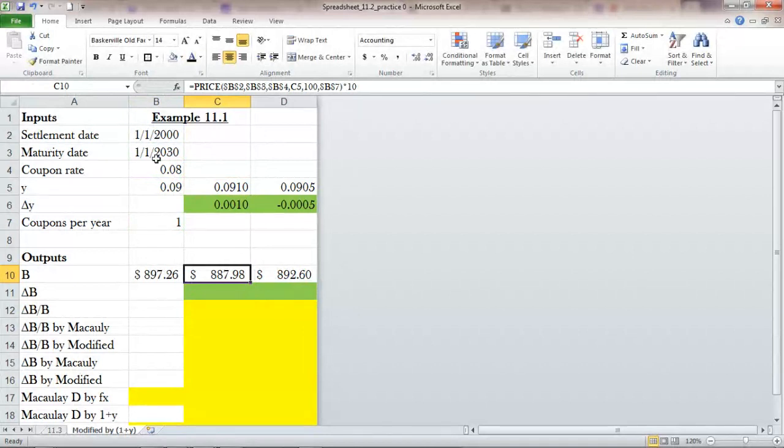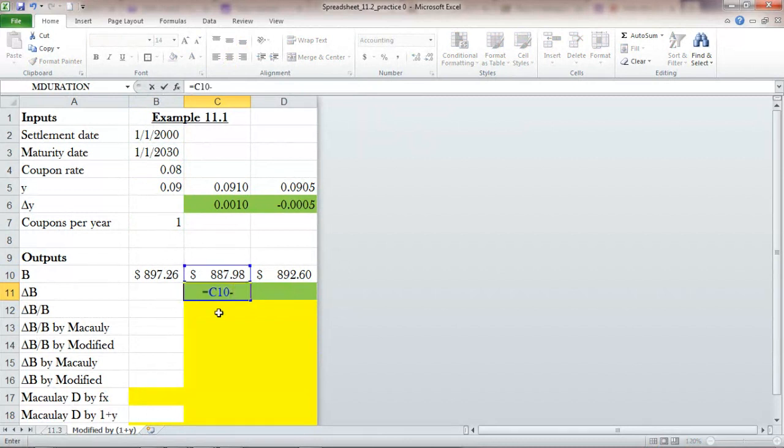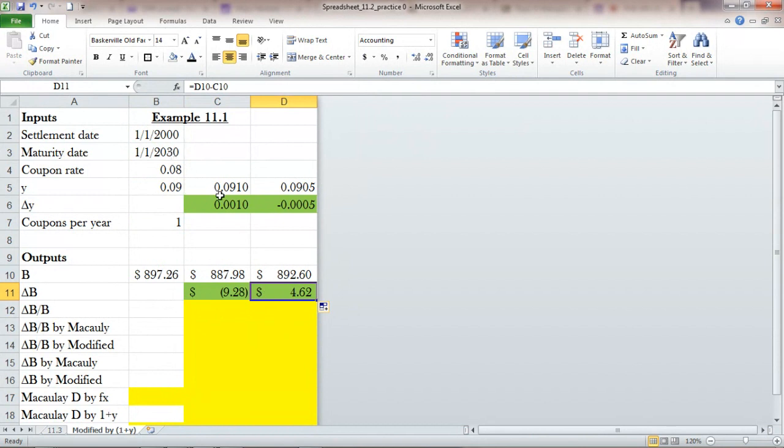And then the change in bond price, not a difficult thing. Change in the bond price, minus the previous one, right? And then you drag it to the right and get the change in bond price. Of course, when the yield, the interest rate, goes up, bond price goes down, but when the interest rate goes down, bond price goes up, right? So negative change, positive change.